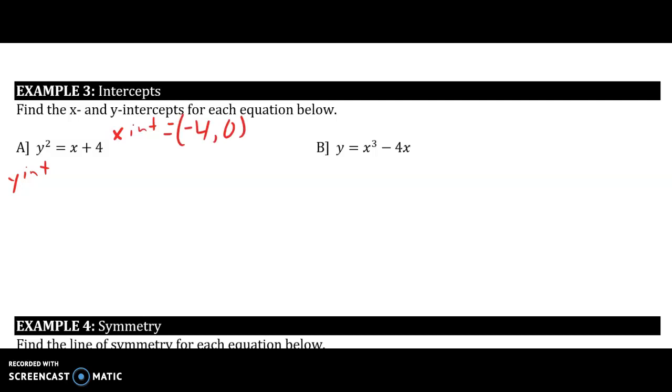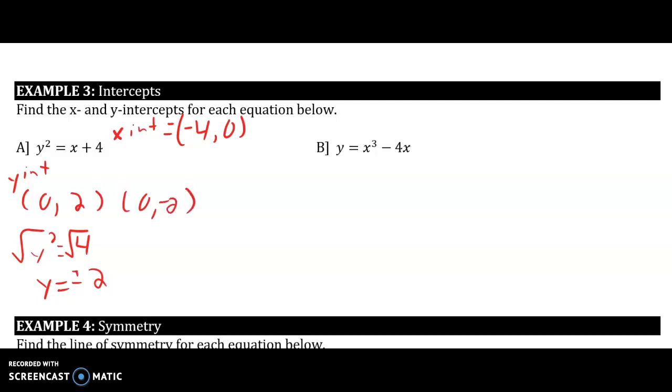The y-intercept, we're going to plug in 0 for x, so it's 0, comma something. So if you plug in 0 for x here, what happens? Well, you've got to solve. So it's y squared equals 4. What's our answer? 2? Close. Plus or minus 2. So we actually have two y-intercepts here. We have 0, comma 2 and 0, comma -2.